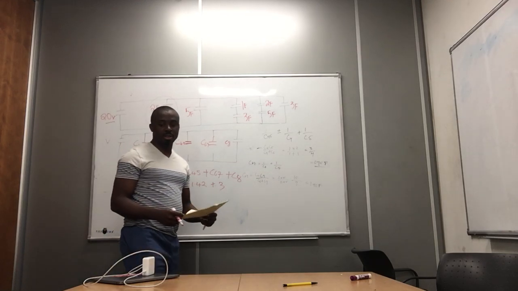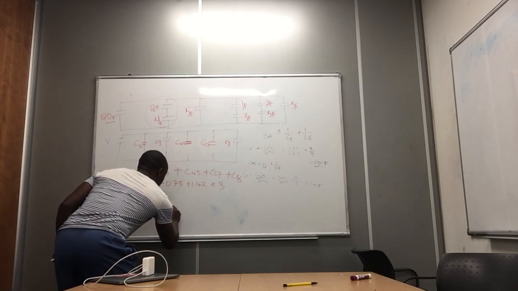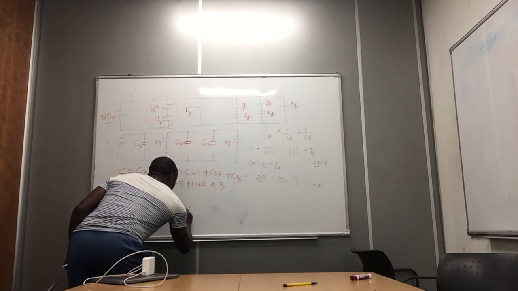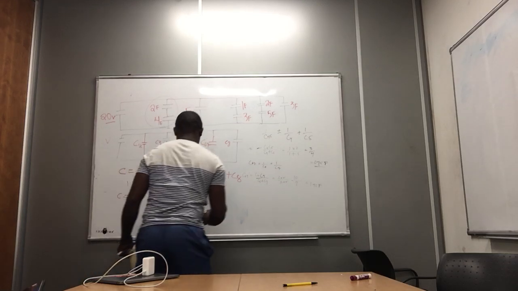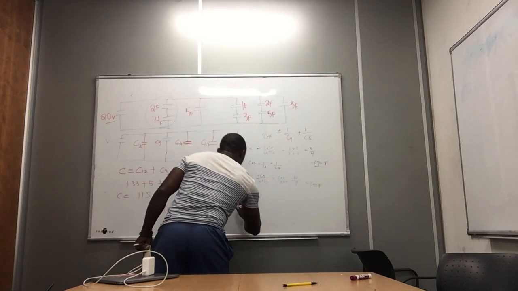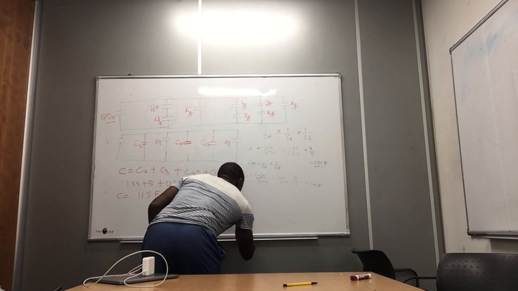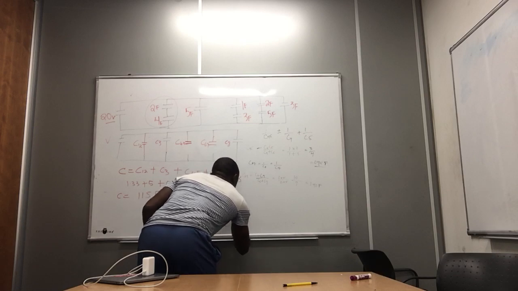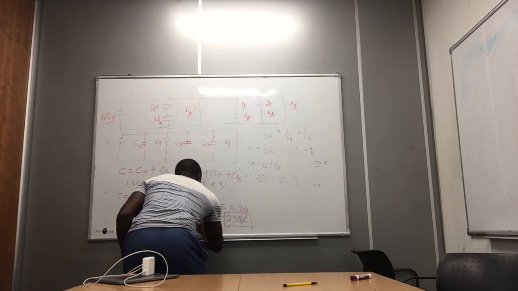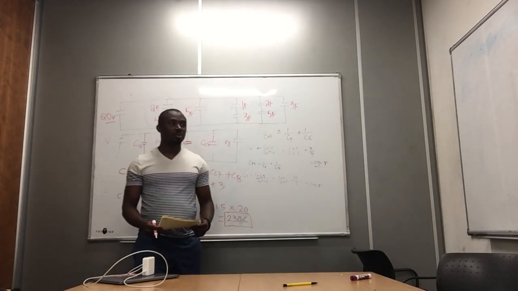Now I want to get the total charge in the whole capacitor circuit. The formula is Q equals CV, and I mean the total C. So we get 11.5 times 20 volts, which will give us 230 C. So that's our final answer for this whole problem, the total charge.